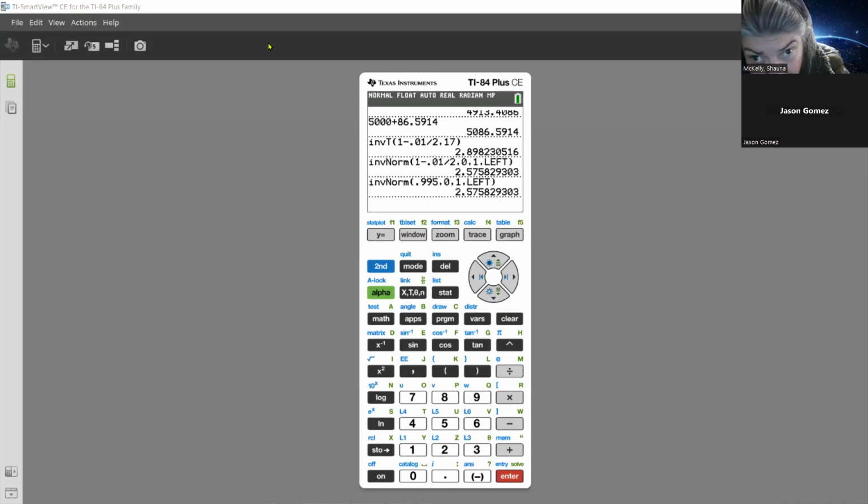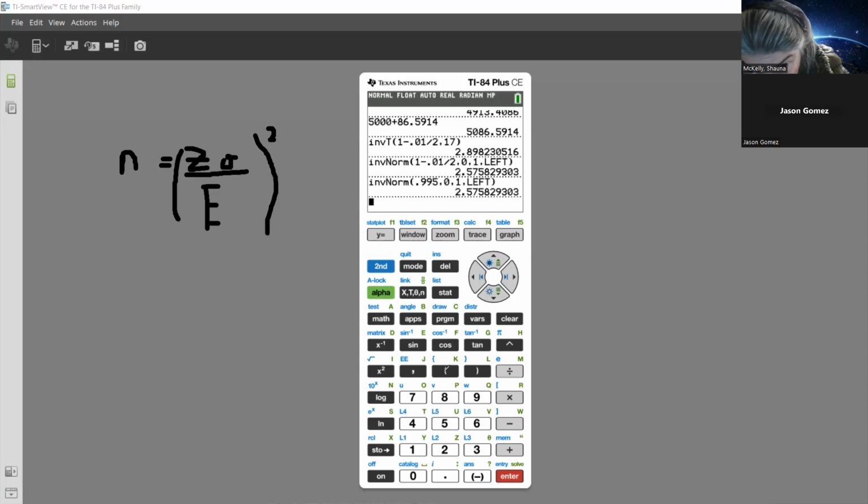You're going to say that n is equal to my z, which is, I'll write the formula. It's z sigma over e, my error, squared. I didn't mean to make that as large as it looks, my pen is acting kind of strange. So your z here is going to be 2.58, times your sigma, which we said was 30, right?